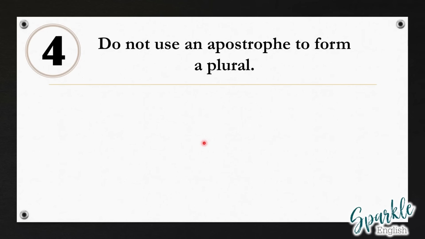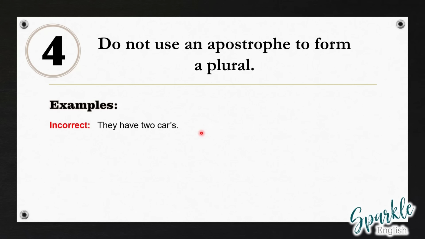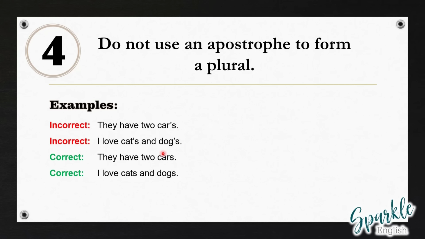Rule number 4. Do not use an apostrophe to form a plural. Examples. This is incorrect. They have 2 cars. A lot of people make the mistake of adding an apostrophe to try to make this plural. Another incorrect example, I love cats and dogs. Both of these are incorrect. Correct would be, they have 2 cars. We just add the S at the end to make it plural. I love cats and dogs.